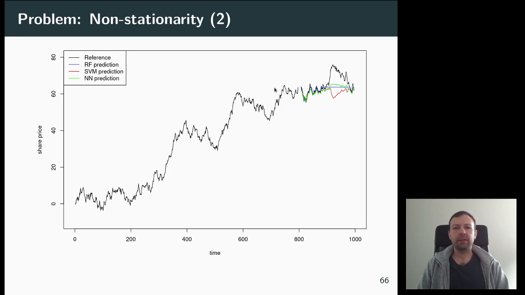Now you see in the training set, you've actually never seen values above about 60. So obviously, a method like a random forest, if that has never seen a value above 60 in the training set, it's not going to predict a value above 60 in the test set. And the same goes for the support vector machine and the neural network. The data goes up here, they have just never seen that, so they are not able to model this properly.